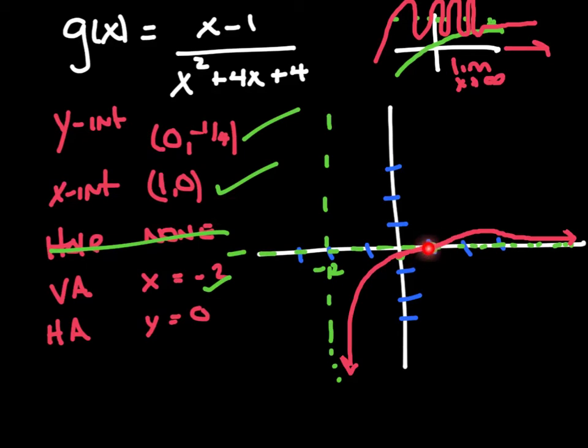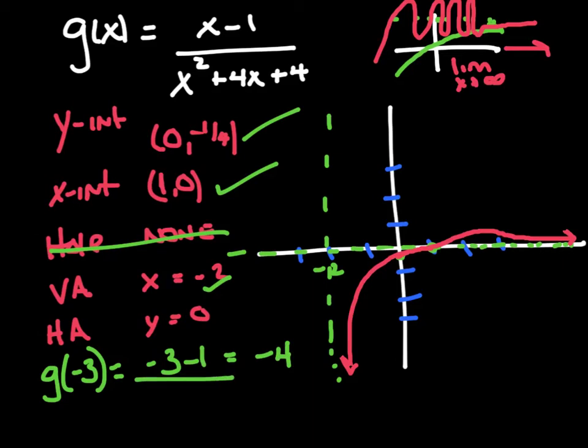All right, so let's carefully plug in negative 3. So g of negative 3: negative 3 minus 1 is negative 4, all over negative 3 squared, which is 9, plus 4 times negative 3, which is negative 12, plus 4. So 9 plus 4 is 13, minus 12 is 1. That gets me negative 4 over 1, or negative 4.